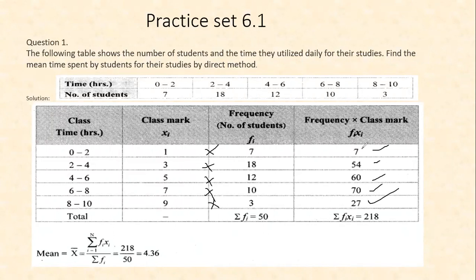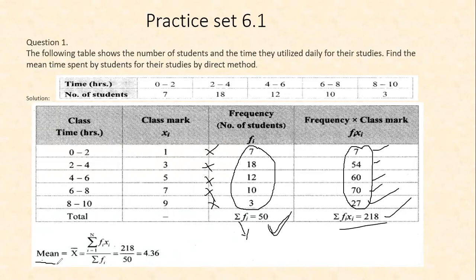Then add all these numbers. So the total you get is 218. Here add all these, so you get the sum of fi. This sign is known as the sum of numbers, or you can say sigma. So 7 plus 18 plus 12 plus 10 plus 3, you get 50. So this one is 50, it is sum of fi, and 218 is sum of fi xi.